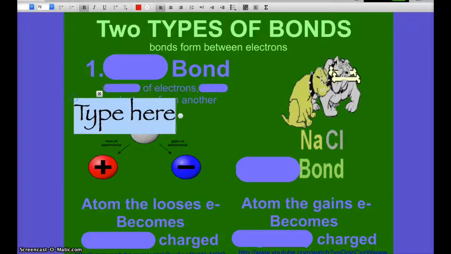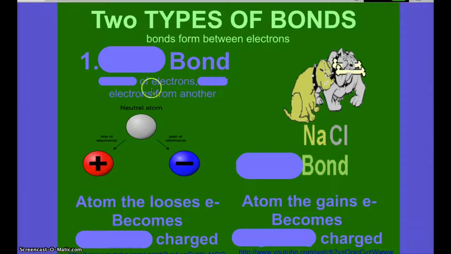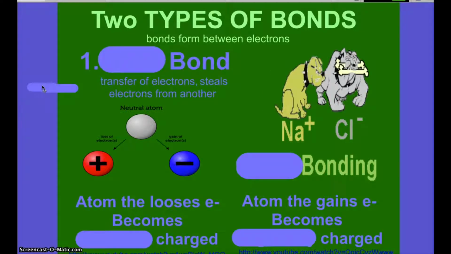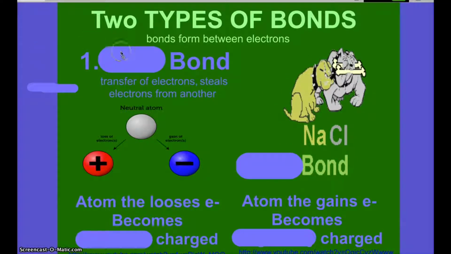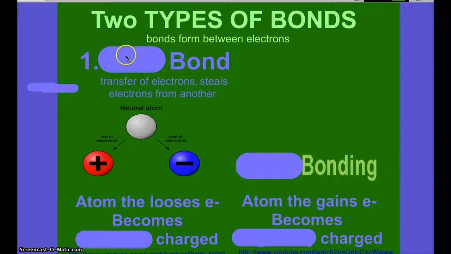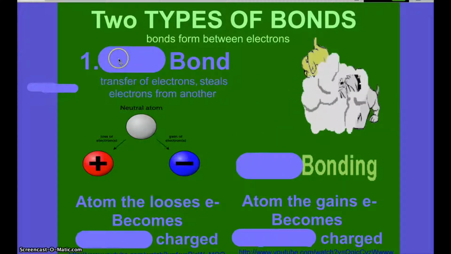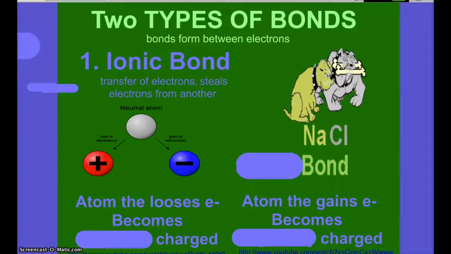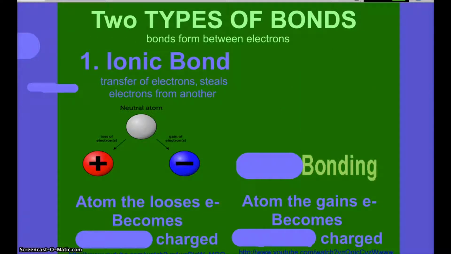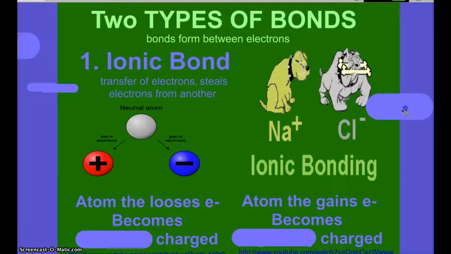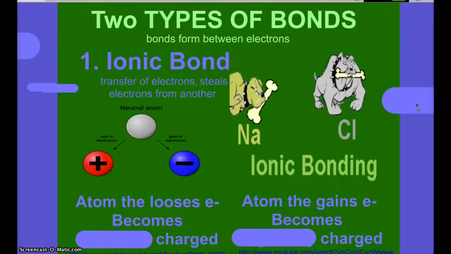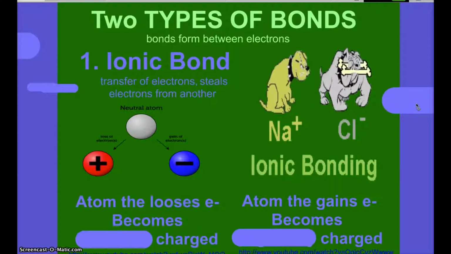So when one atom takes a bone, steals, transfers, gives to another atom, anybody know what type of bond that's called? Nope, the other one. It is somewhat. It's called ionic. An ionic bond, an atom either gives an electron to another atom, steals an electron from another atom, or what they call in the nice way is transfers an electron to the other atom.